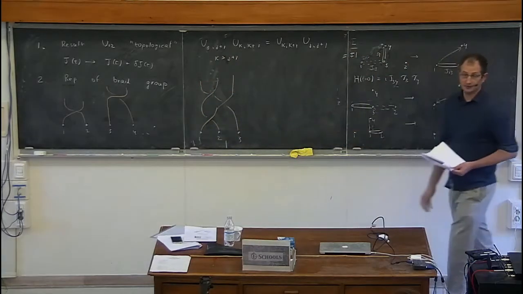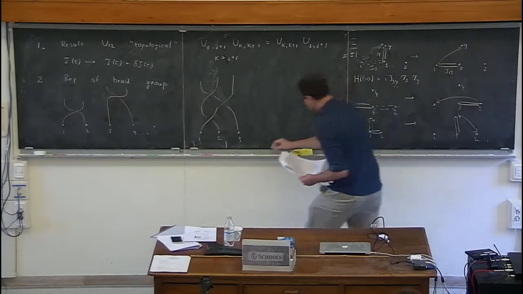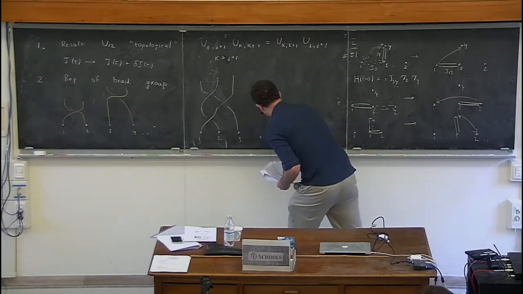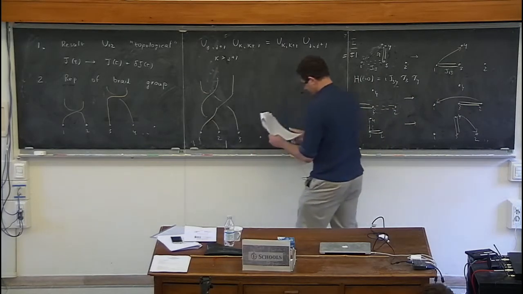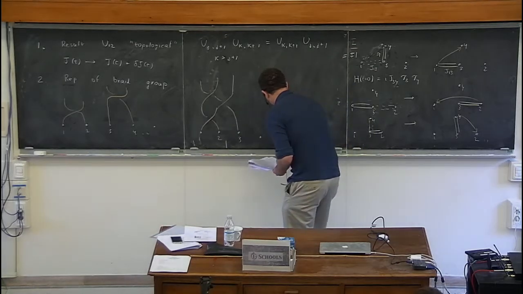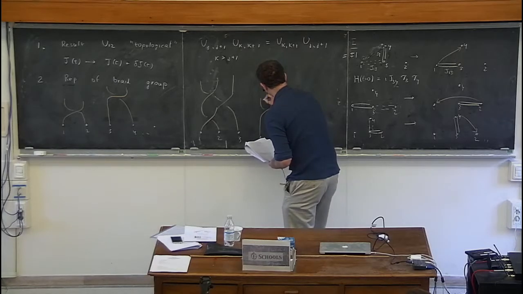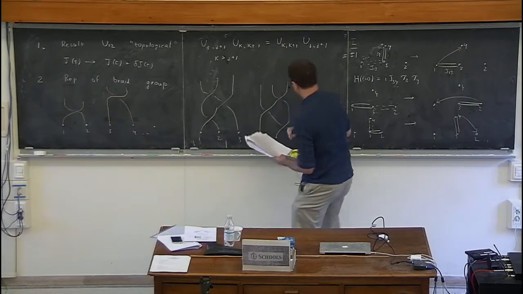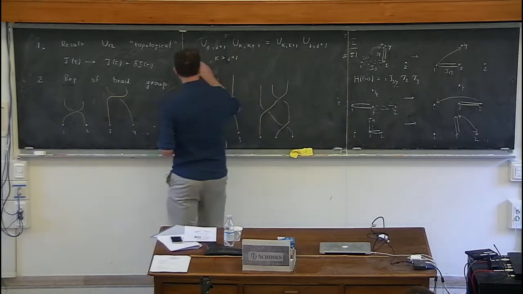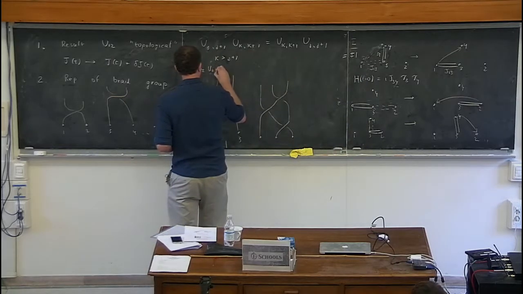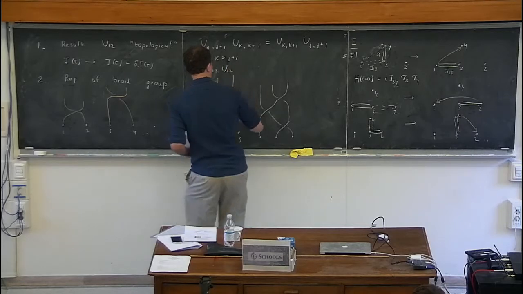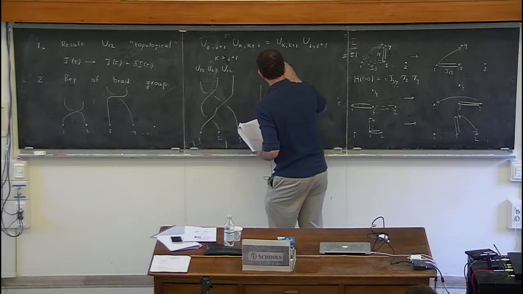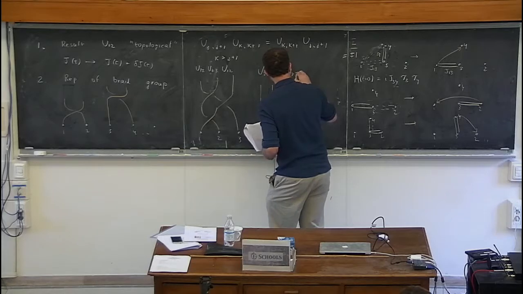Okay, so that's one element in our group. And we can have another sequence of braiding operations, which is defined by first braiding 2 and 3, and then braiding 1 and 2, and then braiding 2 and 3 again. Okay, so this is U12 times U23, and this is U12 again. This is U23, U12, U23.